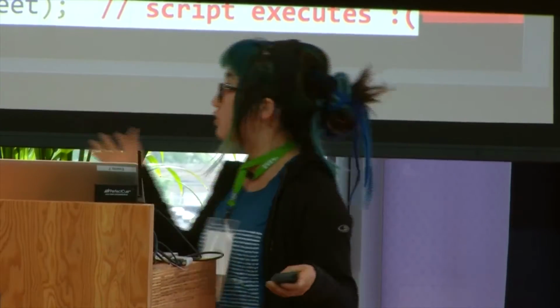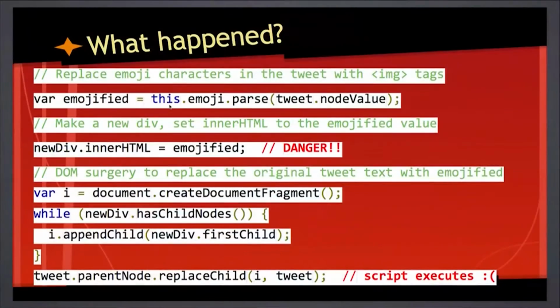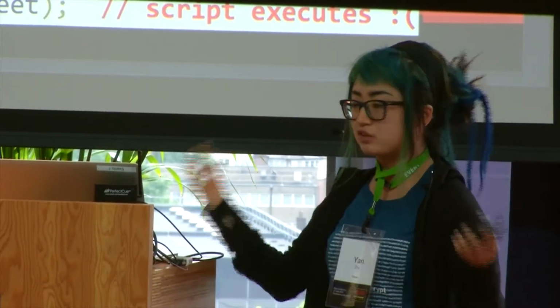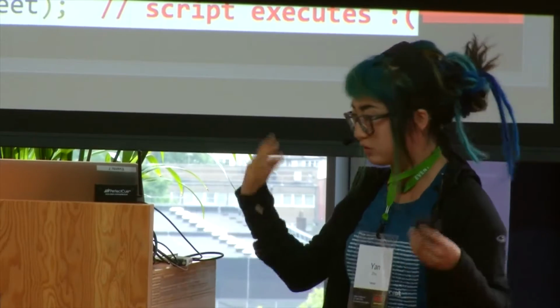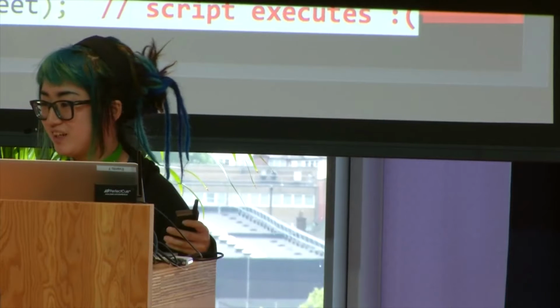So it's not obvious where things went wrong because, as you can see here, this was properly escaped at some point. What happened was when they parsed the emoji and added the image tags, that actually unescaped the properly escaped HTML. And when they set new div.innerHTML to emojified, that created the cross-site scripting attack, and that's why there was all this self-retweeting tweets going on and so forth. So you might think, okay, we're done with cross-site scripting.